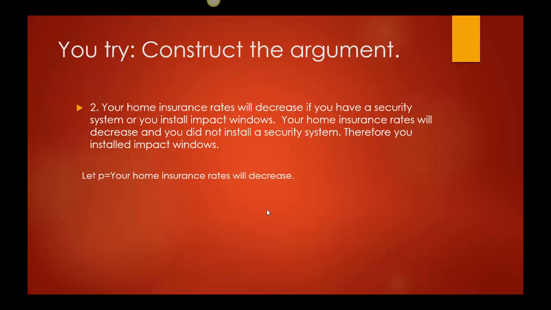All right. So normal symbols. I said P is your home insurance rates will decrease. Q is you have a security system. R is you install impact windows.